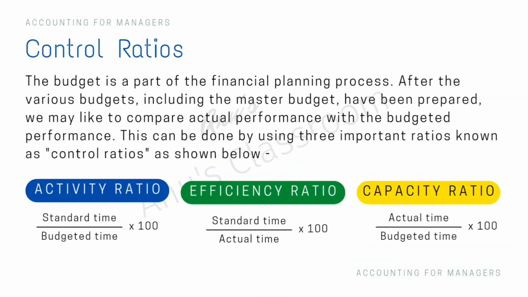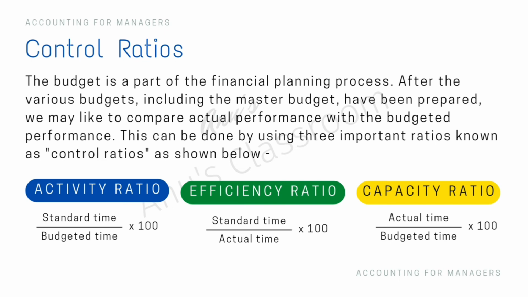Next is the most important point we come across in this video or in this unit. Unit 10 is the control ratios. The control ratios are crucial in the budgeting process or the financial planning process. After various budgets, including our master budget, have been prepared, we have to compare the actual performance with the budgeted performance, right? So how we compare it is by using three important ratios, which are termed as control ratios.